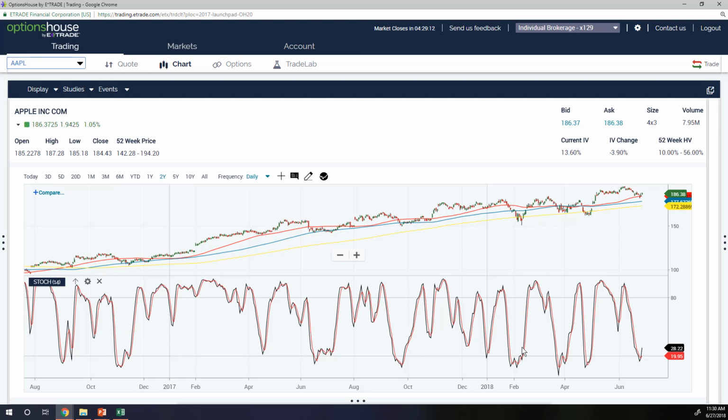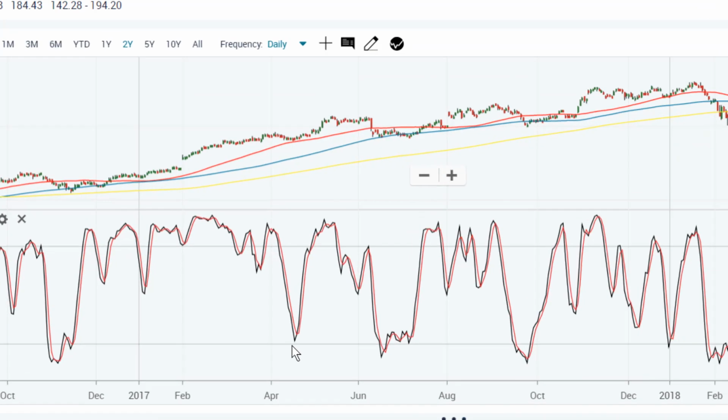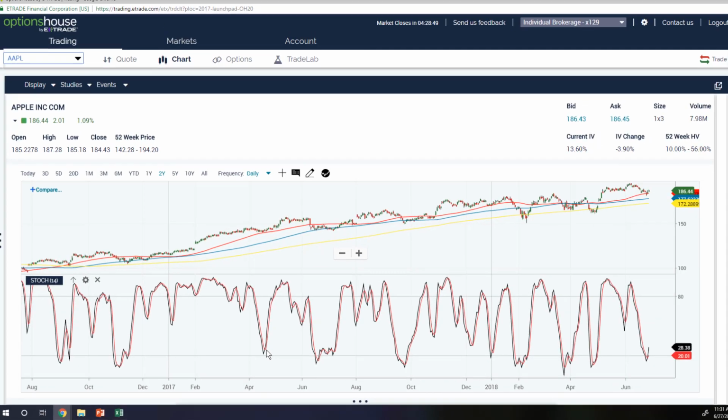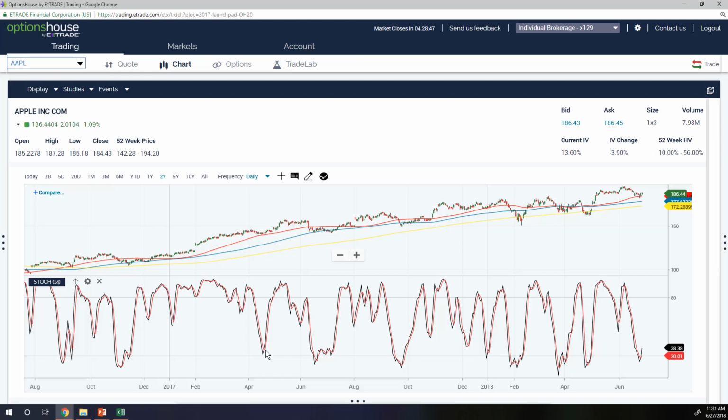So let's see if we can find a good example here. Maybe back over here. You see how this black line here, the %K, didn't quite get down to 20? So it never really gave us a signal because it couldn't cross from beneath to the high side. But we did cross the moving average right here. So I would then take that as the same thing as the black line crossing from below to above. That would be kind of our bullish indicator right there.